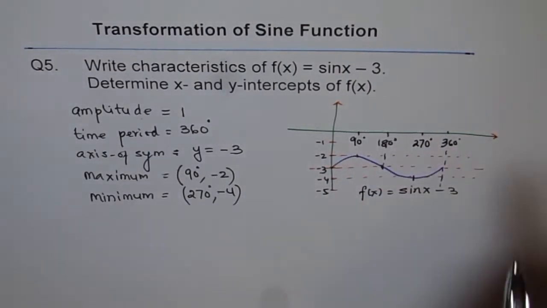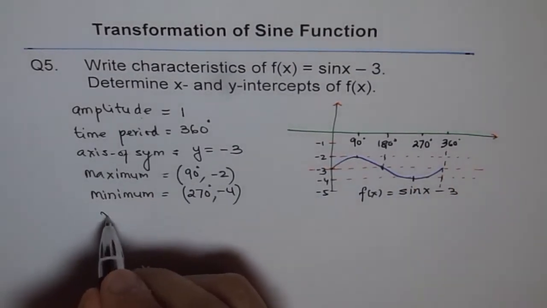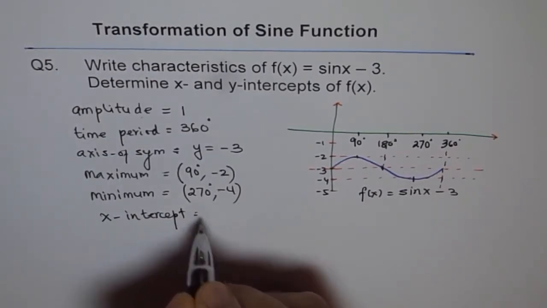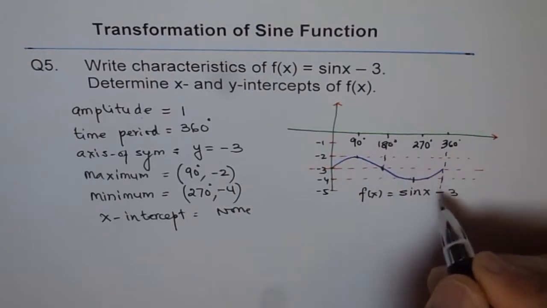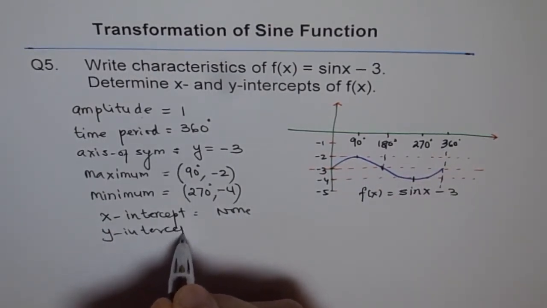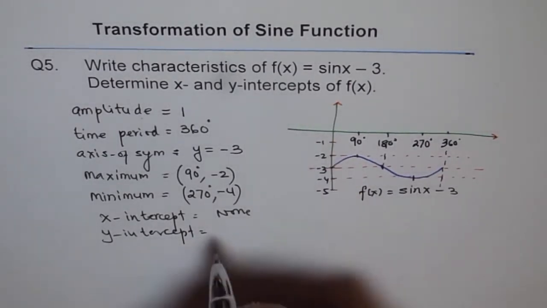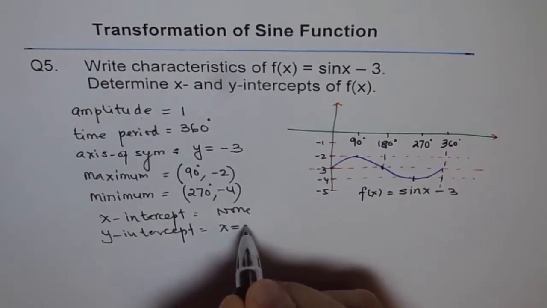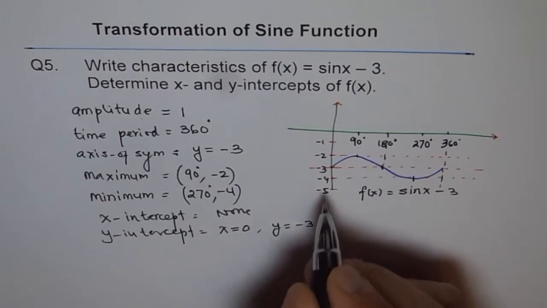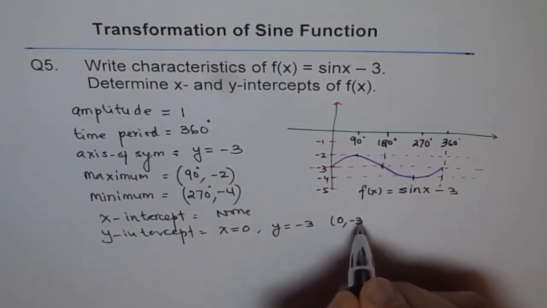Do you see? Now can you tell me what is the x-intercept? Well, it doesn't really have any x-intercept. So does it have an x-intercept? It's none, right? Because the wave moved downwards. How about the y-intercept? Y-intercept is still at x = 0, right? So the value is y = −3, right? So we could write this as y-intercept is (0, −3), right?